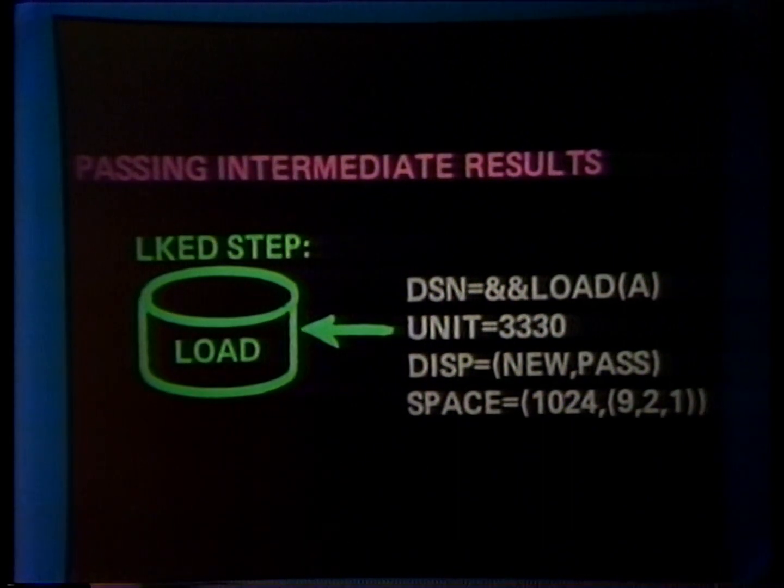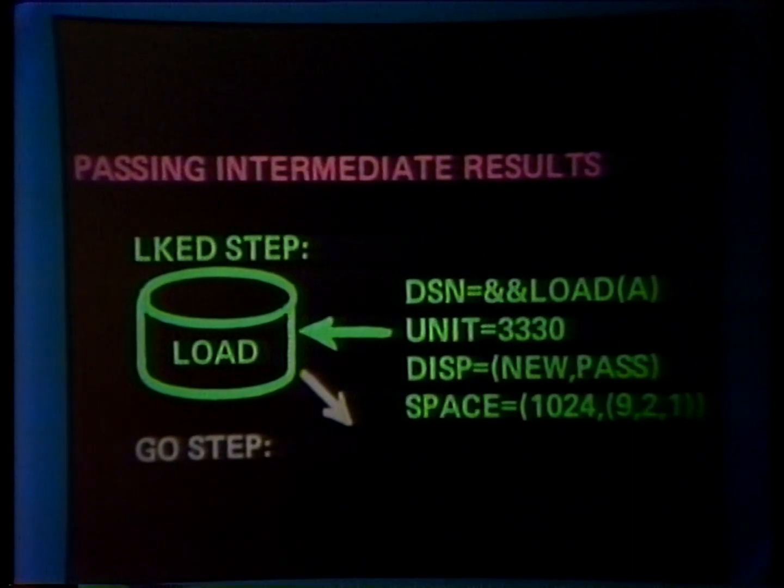The coding of the space parameter is appropriate for a PDS. You may recall that this coding asks for 9 records, 1,024 bytes long each, and space is to be expanded in increments of 2 records if 9 isn't enough. And 1 directory record is requested for the PDS. As usual for temporary data sets, the volume parameter is not coded, to have OS select the volume. Pass makes unit and volume information available in the PDQ to the next step, the go step.